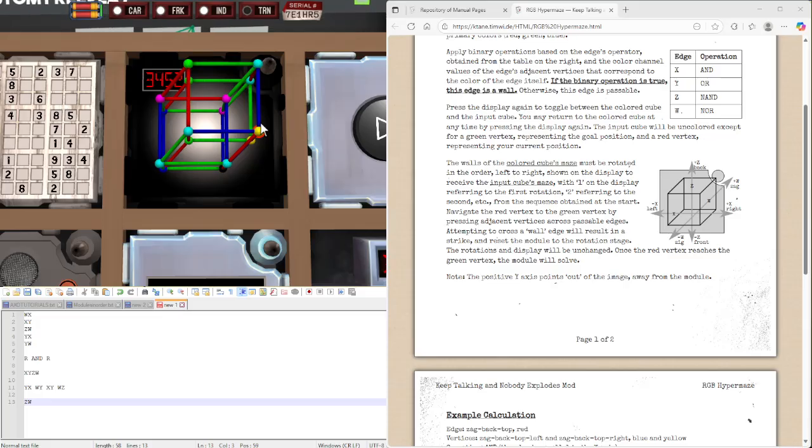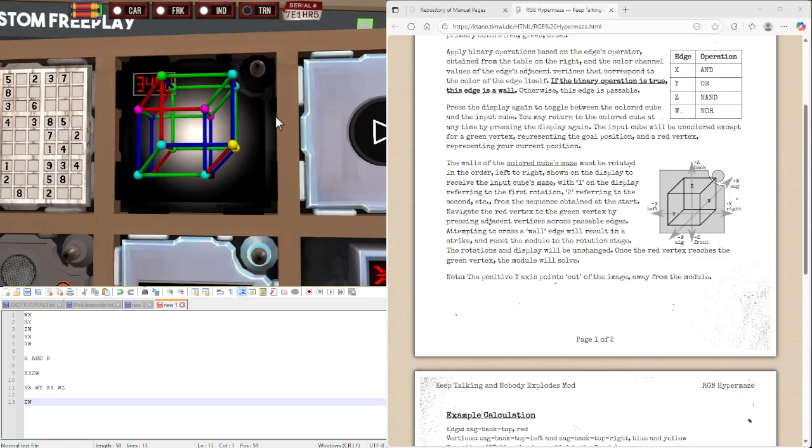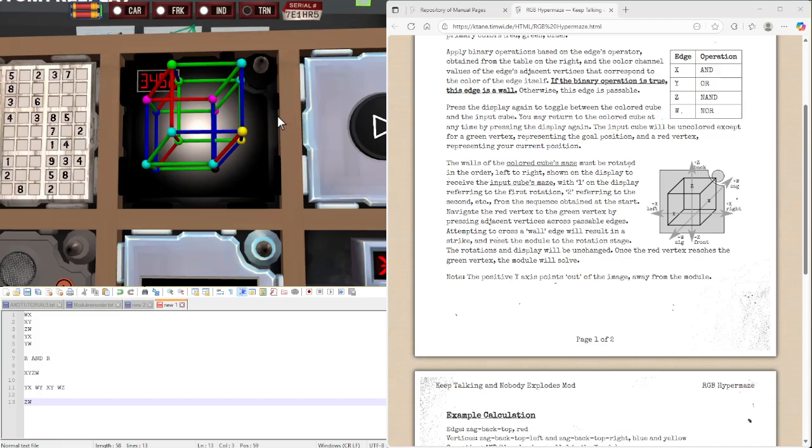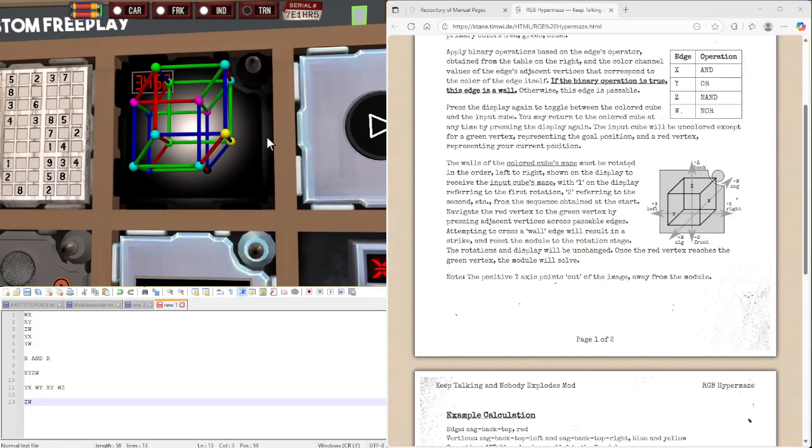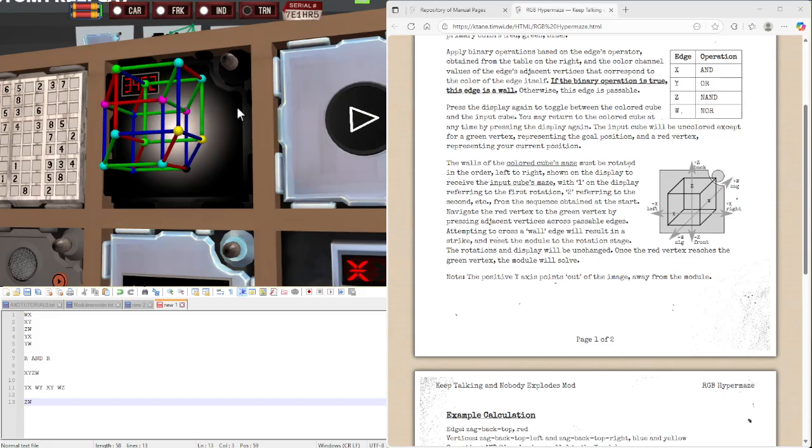This is Y, no Z. It's Z, not and, which is true, so that's a wall. So can we go up instead?